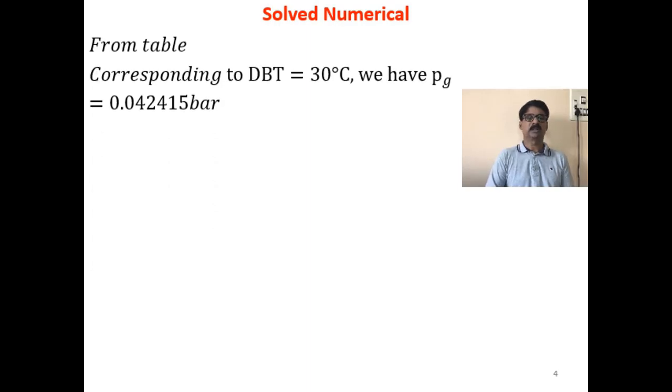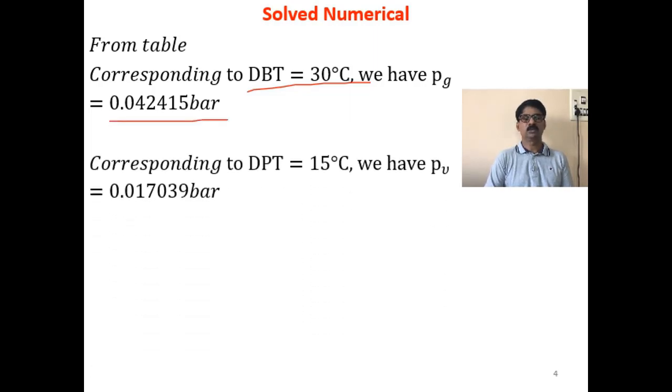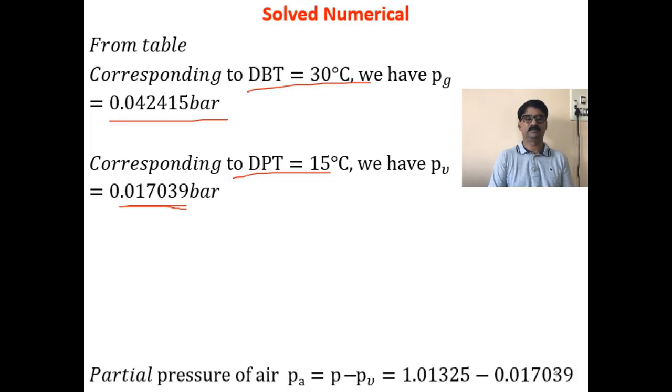Now from the table, corresponding to DBT of 30 degrees Celsius, once again similar to the previous problem, you have to go through the A2 table. 0.042415 bar is the saturation pressure Pg, and corresponding to DPT of 15 degrees Celsius, if I check it, it is 0.017039 bar. So that is the partial pressure of vapor. The pressure corresponding to DPT is always PV.